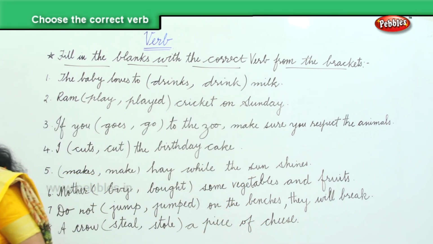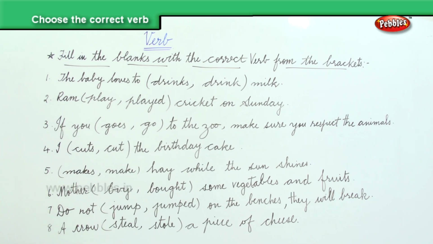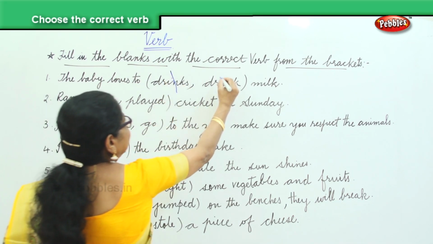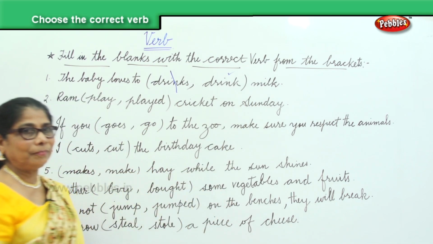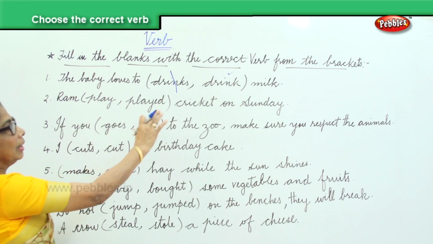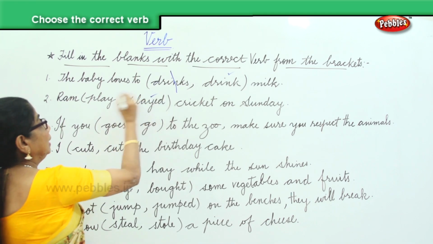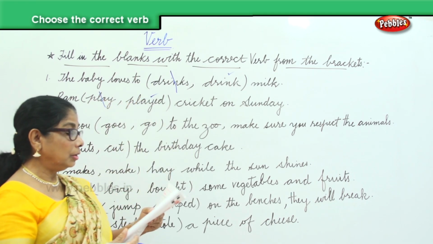Now let us choose the correct verb form from the bracket. The baby loves to. What does the baby like to do? The baby loves to drinks milk. No, the baby loves to drink milk. Very good. We chose the correct word. Ram played cricket on Sunday. No, Ram played cricket. Ram played cricket on Sunday.